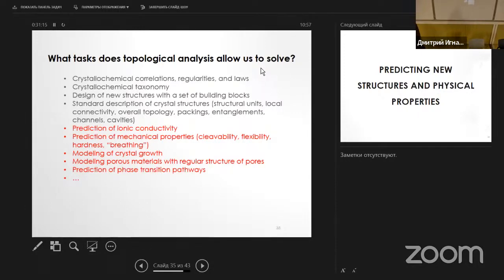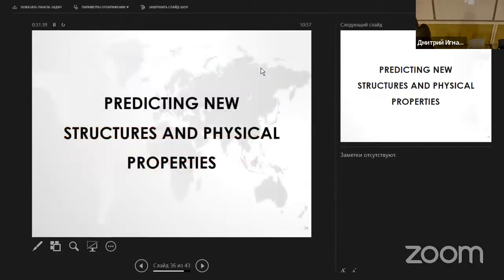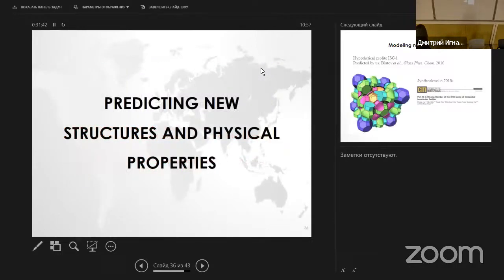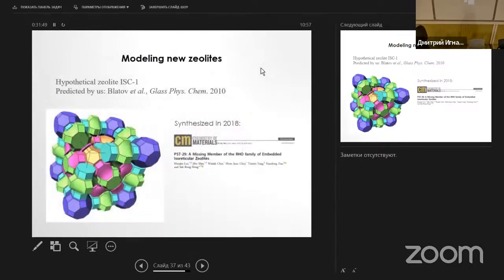We are working generally in this way. We ask our colleagues from, let's say, application area, which issues, which problems they have, and then we try together to solve these problems using our methods. And this is how we develop our system, and also learn to predict new structures and their physical properties. Now, just some examples of such collaboration.